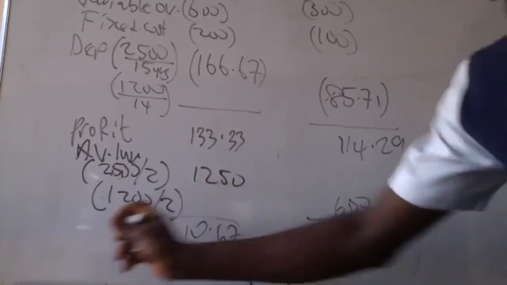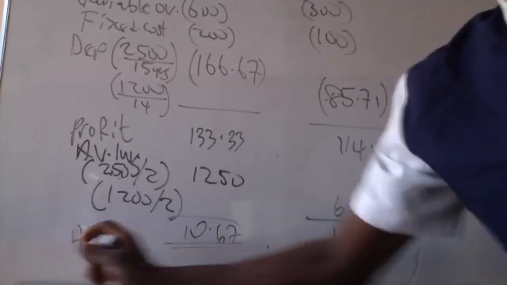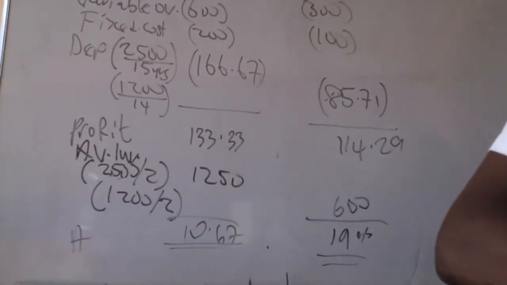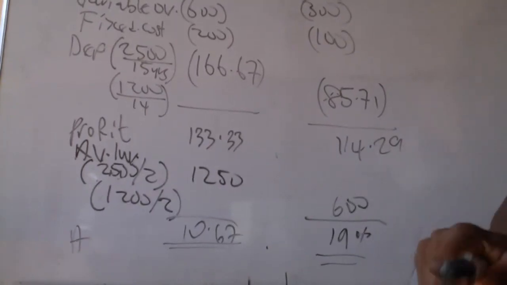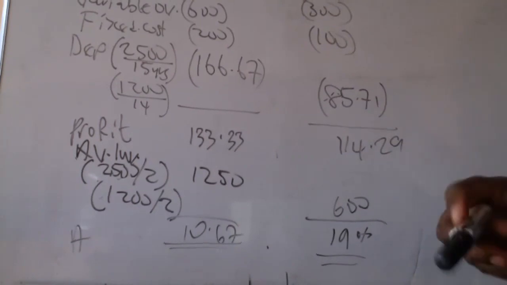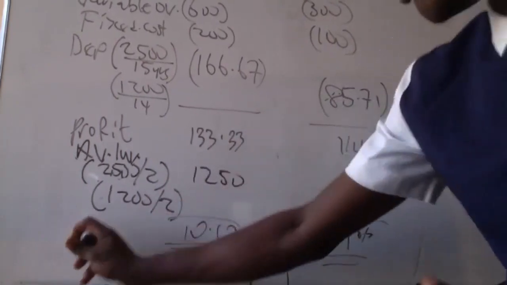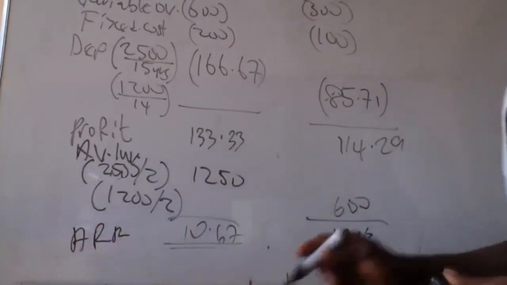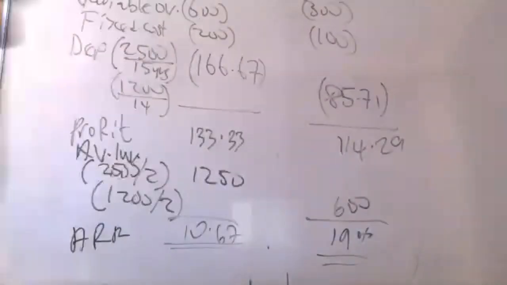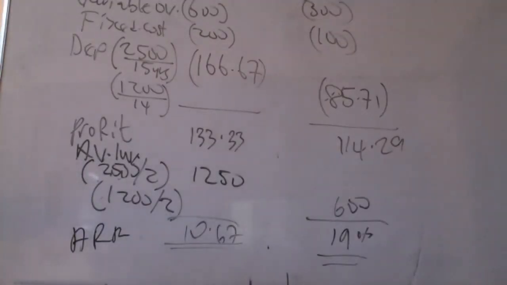So let me write the ARR here. ARR, the accounting rate of return. And then you are fine. It's the same as we calculating profit too. So if you know how to calculate profit, you will not have any issue. Good. So that is it.